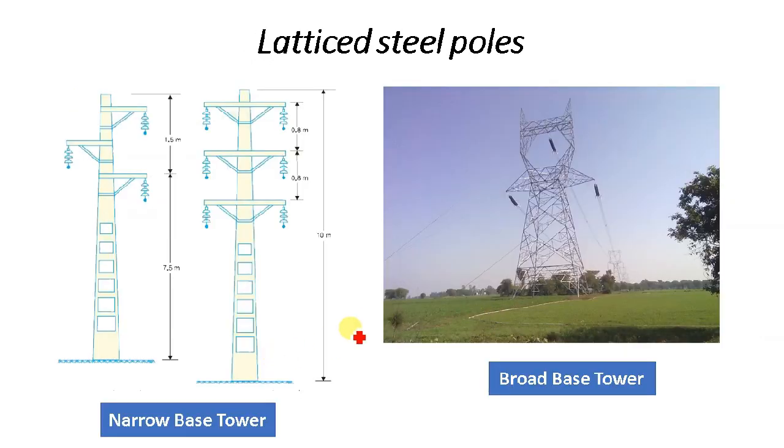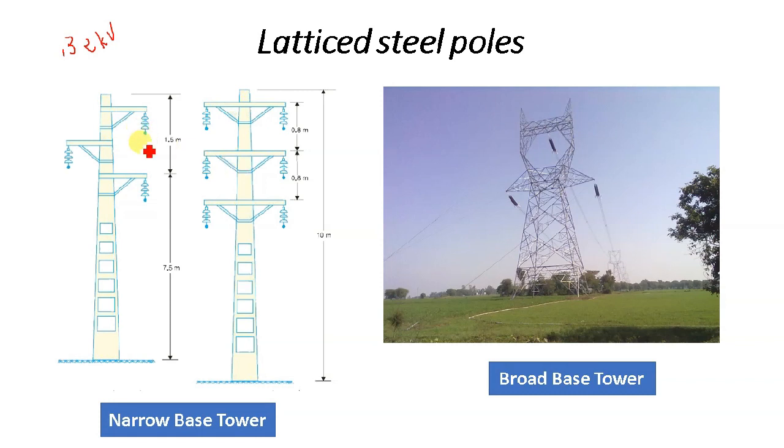So if you look at this figure, the first one is a narrow base tower. This kind of tower is generally used up to the voltage level of 132 kV or less, and the span in case of this kind of tower is also going to be lesser than your broad base tower. Here you can see this is the single circuit tower, and here it is the double circuit tower.